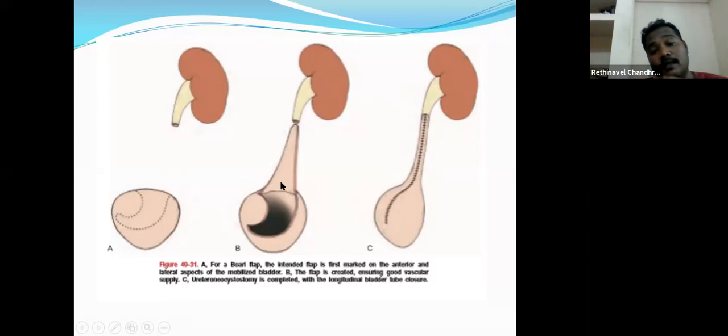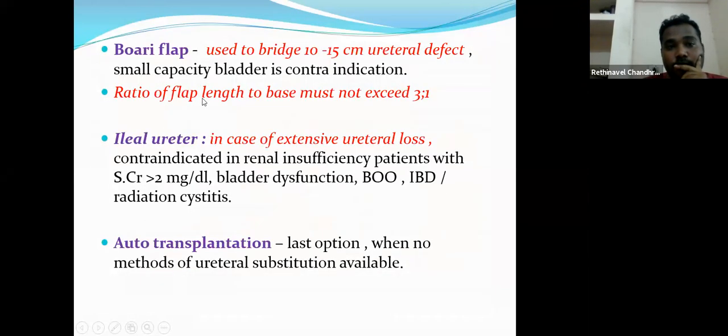And again they ask what the flap length to base ratio is. The flap length to base ratio should be 3:1. And this is used to bridge 12 to 15 centimeter. Again, a small capacity bladder is a contraindication. What is the ileal ureter, the ileal transposition?